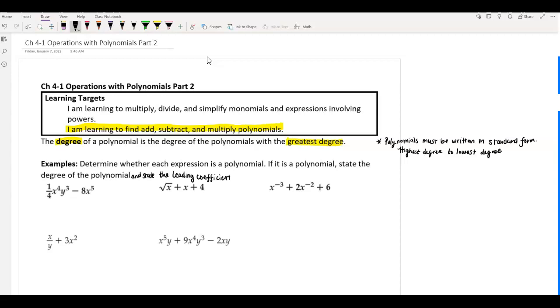How many terms do we have here? We have 2 terms, so 1 term, 2 terms are each considered a monomial, meaning they have no negative exponents and no fractional exponents. And in this case, we have no negatives and no fractional exponents. So we can say, yes, it is a polynomial.